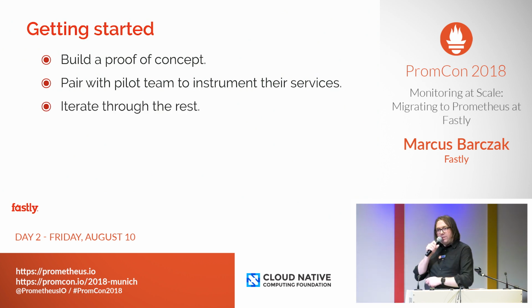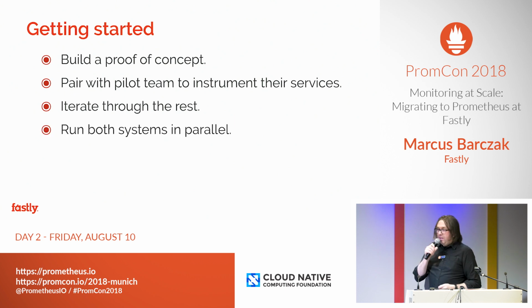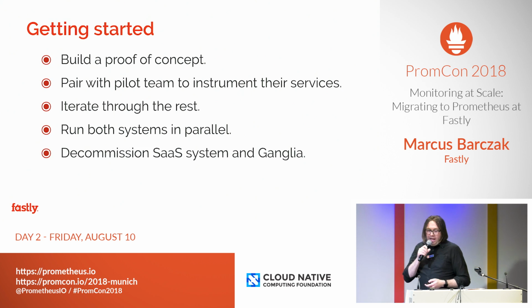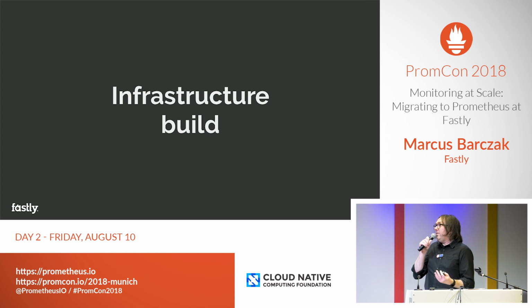We then continue through the rest of the teams, same kind of process, run both systems in parallel, make sure that they're all doing the same thing, and then we decommission the SaaS system and Ganglia. And we're in the middle of decommissioning the SaaS stuff now. Ganglia will probably stick around for a little bit longer. So now onto the technical side of things. What does Fastly's infrastructure look like for Prometheus?